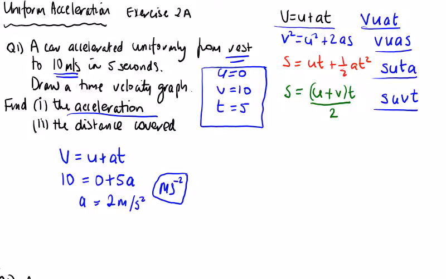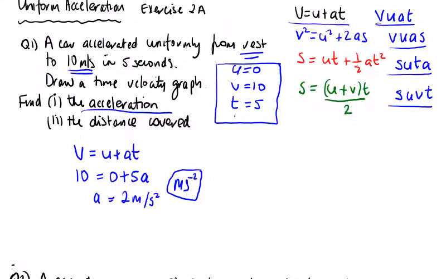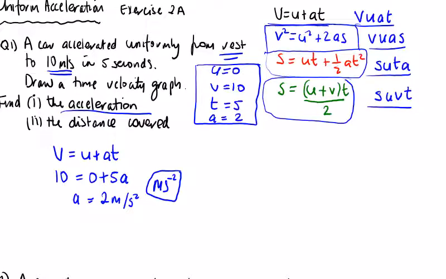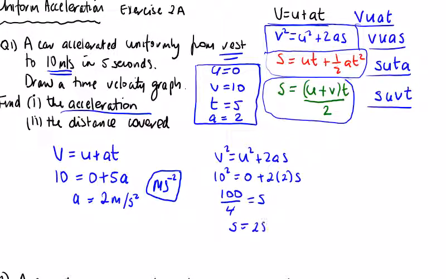So what else are we asked here? The distance covered. So now I'm going to put my a in here. A is equal to 2. So we're looking for a distance formula. So you can see here we can use this one, or we can use this one. Let's have a look at both. Let's go down. V squared is equal to u squared plus 2as. So my 10 squared is equal to 0 plus 2 by 2 by s. So 100 divided by the 2 2's are 4 will be equal to s. So s will be 25.